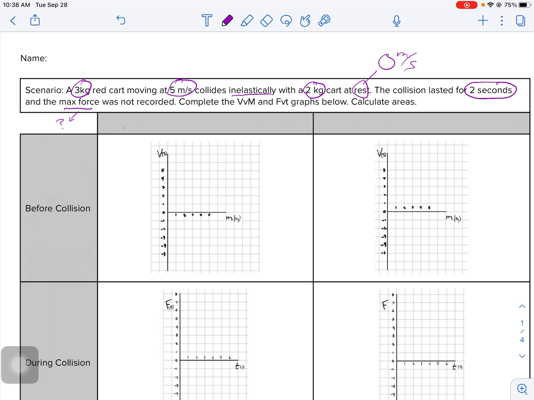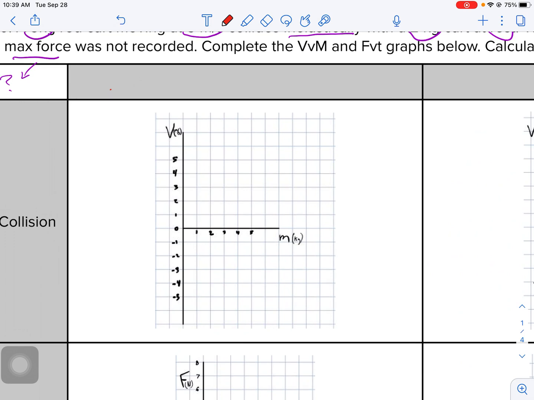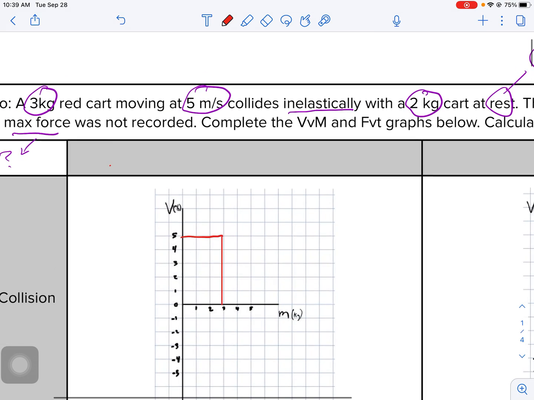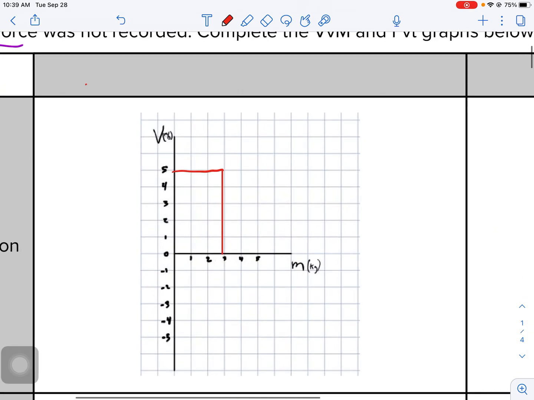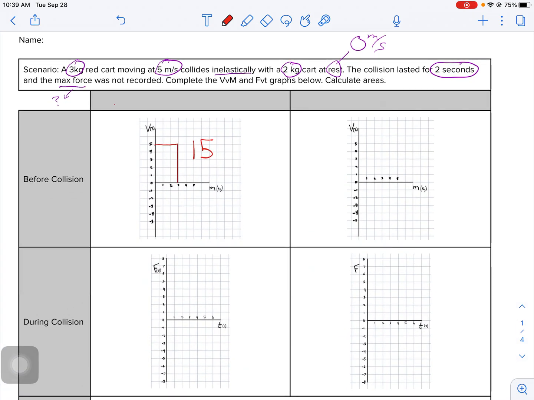Now, complete the velocity versus mass graphs and mass and force versus time graphs below. And we're going to calculate the areas. So it's not so bad. We're going to just fill in everything we know. The red cart was 3 kilograms according to the prompt, and it was moving at 5 meters per second. And I'm just going to immediately calculate the area. That's 15 kilograms meters per second of momentum.